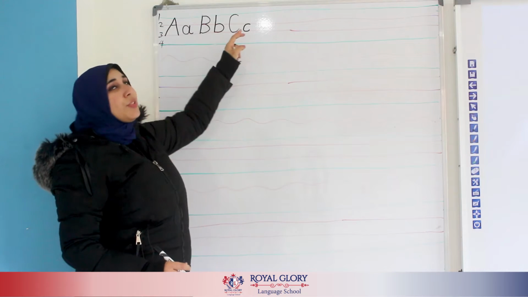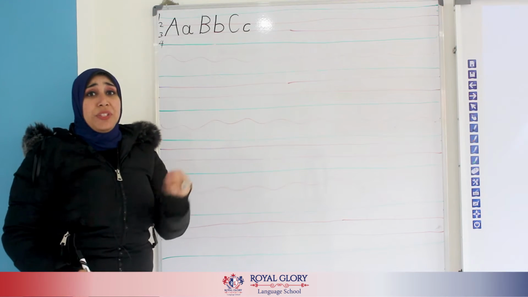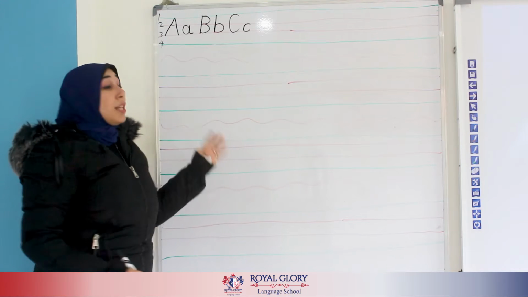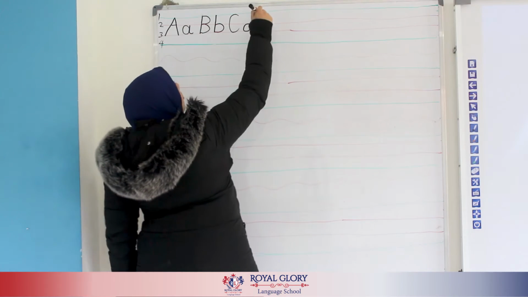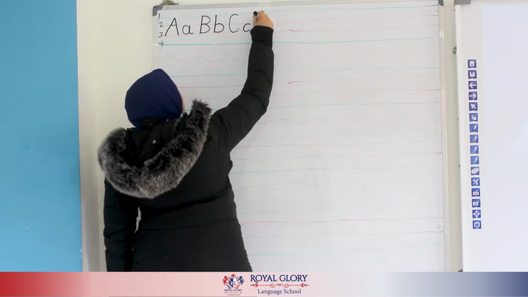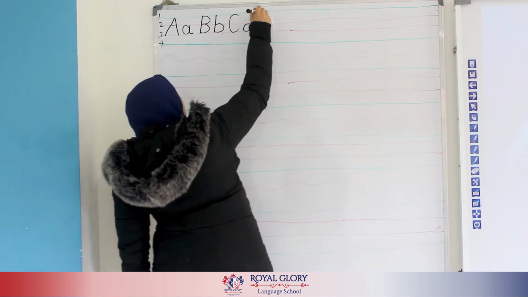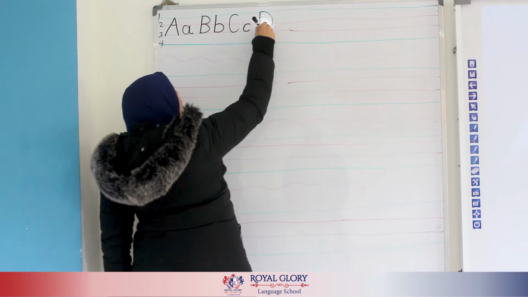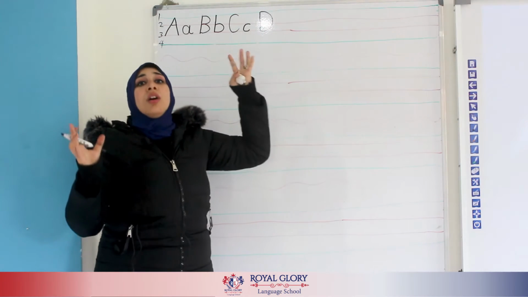Okay, after letter C, letter D, sound of D, da. How can I write letter D? From line number 1 to line number 3, make a standing line down, down, down, okay? And make a half circle. This is the upper case of sound D.